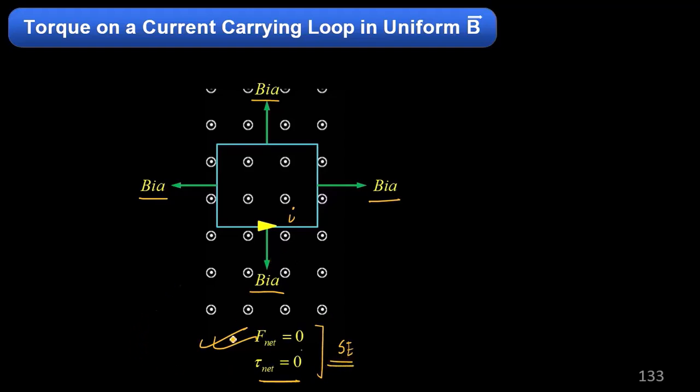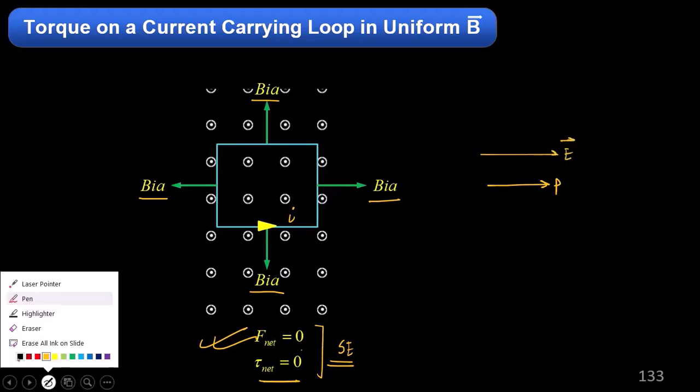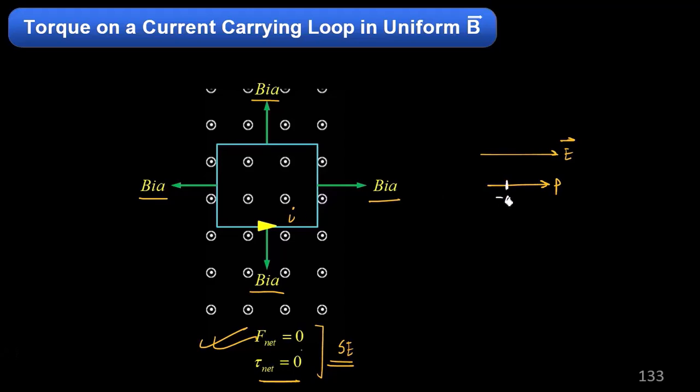Now if I rotate it, recall the same situation for the electric dipole. If an electric dipole P is placed over here and I apply an electric field in this direction, the charge that is there is a negative charge. On this negative charge, the force is in this direction, q into E. On this positive charge, the force is in this direction, q into E. So net force is 0. Net torque is also 0. This is the same analogy between an electric dipole placed in an electric field and a magnetic dipole placed in a magnetic field.